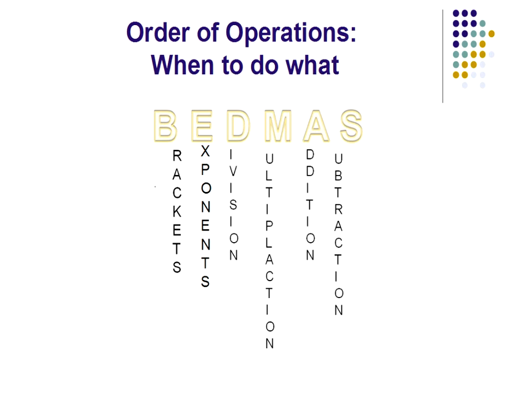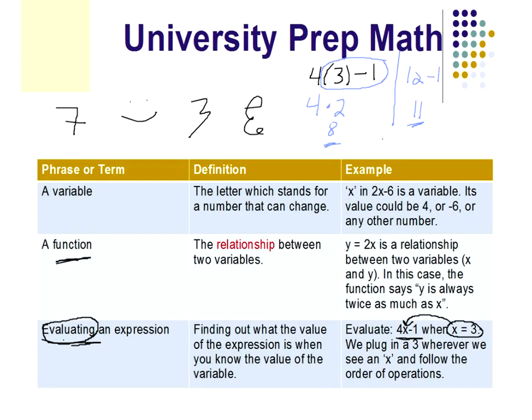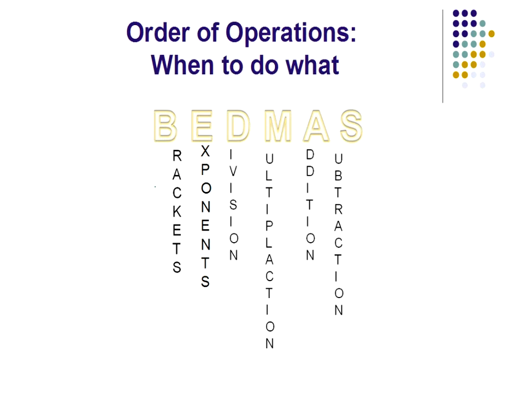In order for us to get the exact same answer here, 8 or 11, only one of us is right. We have to deduce the meaning of this 4x minus 1. Does it mean to take 4 and multiply it by x and then subtract 1? Or does it mean take x and subtract 1 and then multiply that by 4? So we use the order of operations. That way we all know what we're talking about.